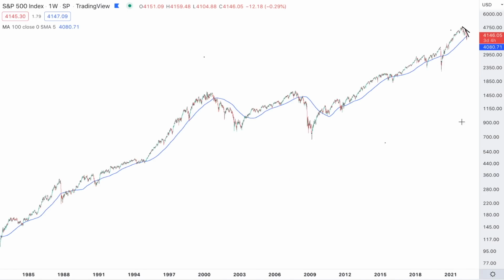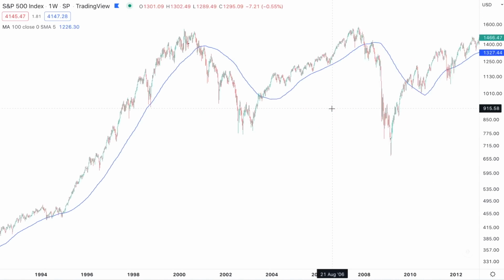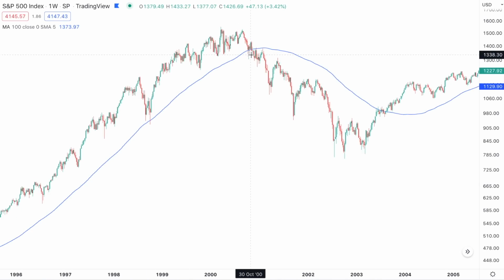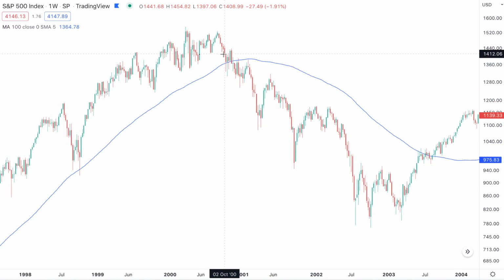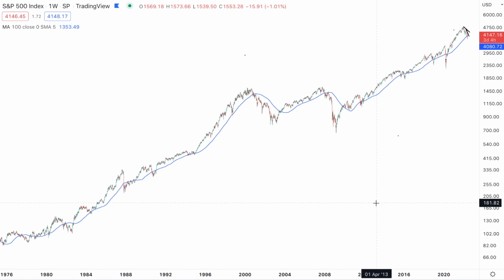So we haven't quite seen that yet. For example, here in 2000, we did break below it, and that set off the next phase of the bear market. And we did bounce around it a few times here before eventually breaking down. So you could argue we are somewhere around here. So we're going to take a look at a lot of different things in this video to try and understand where the market is going from here.